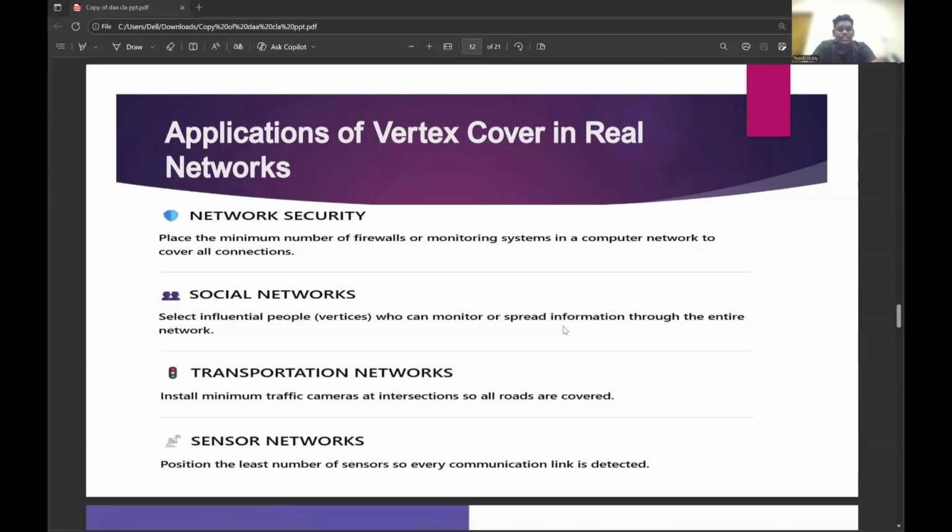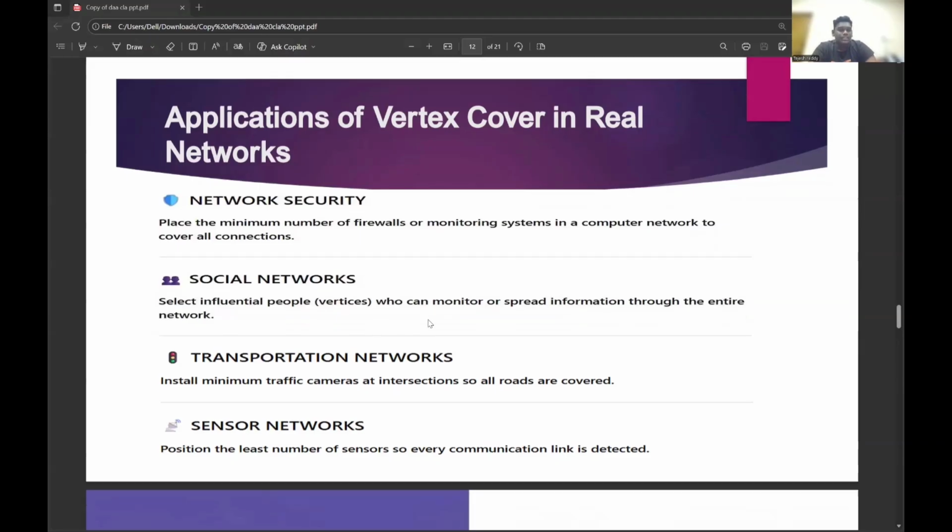And the fourth point is sensor networks. This is very complicated. The first three are very important. The sensor network is also used to detect communication links or movements. We try to use minimum sensors, so vertex cover finds the least number of sensor positions needed so that every connection is detected. This makes the system efficient and cheaper.